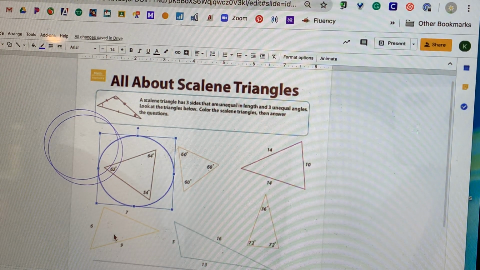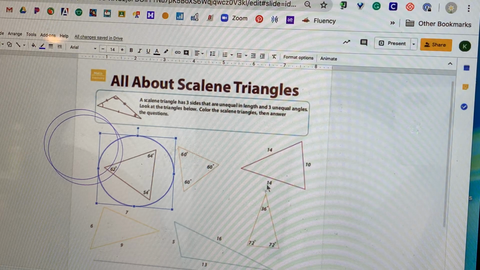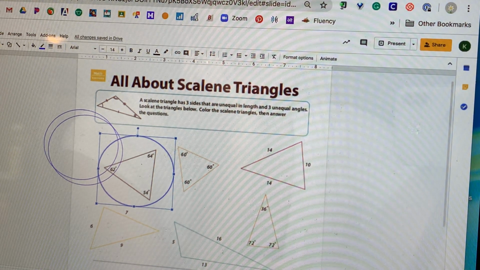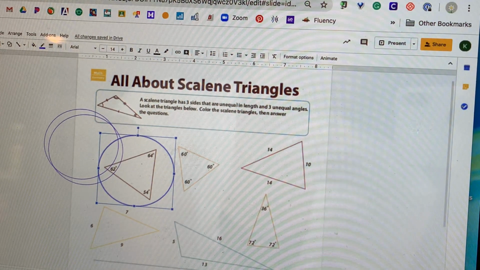You're just gonna go through and look at the ones with the sides measured out for you, and you're gonna pick which one has 3 sides that are all different lengths. Okay, finish that up, and then you're done. Make sure you get your drops in the bucket finished up, and that's all you've got to do for today.